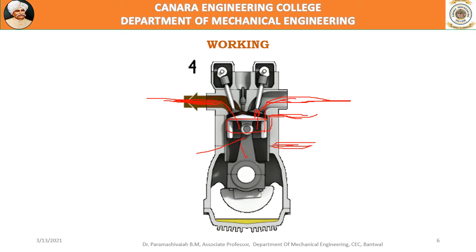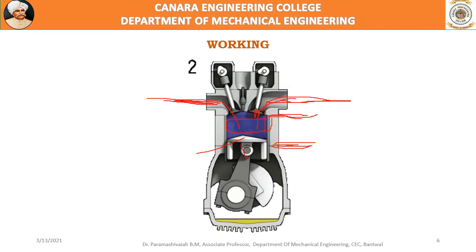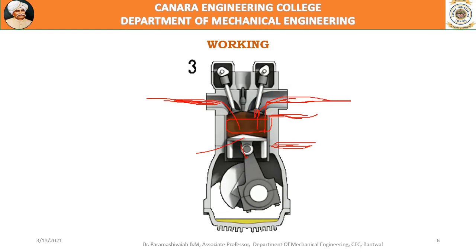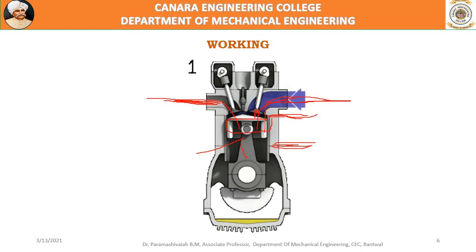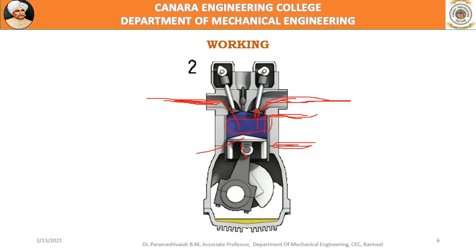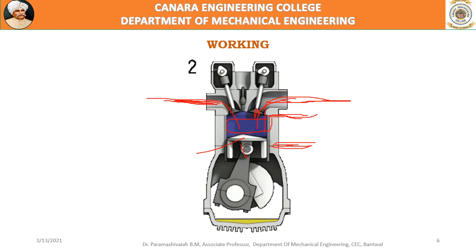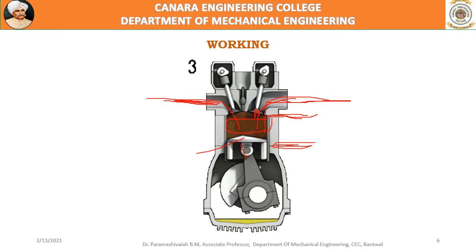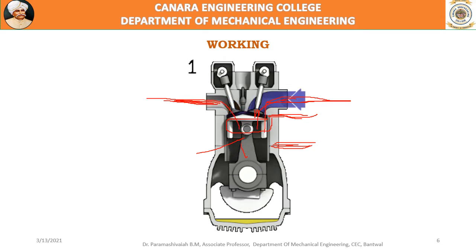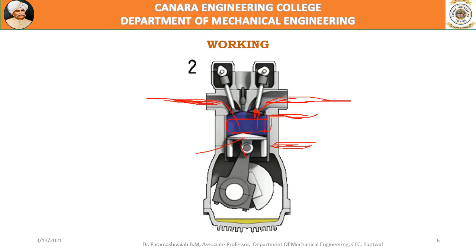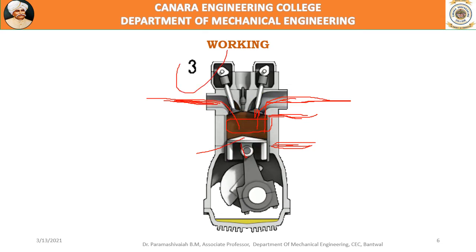There will be combustion of the fuel, generation of heat, then a rise in the pressure. The pressure acts on the piston, and the piston moves down. That stroke is called the power stroke, during which the piston moves from top dead center to bottom dead center. That is the power stroke. Number 3 is the power stroke.